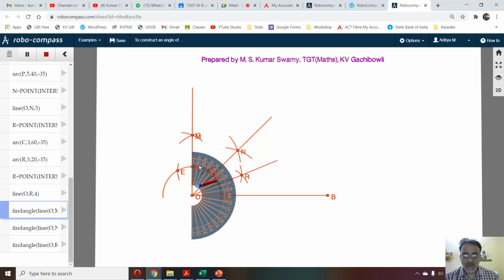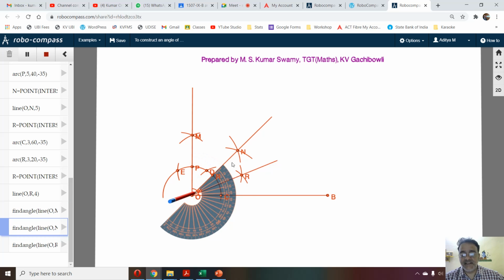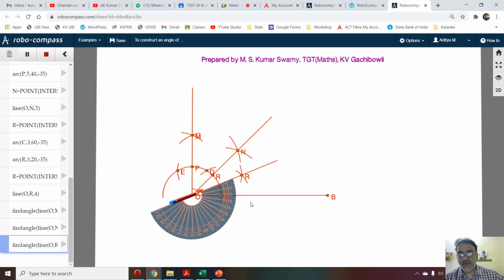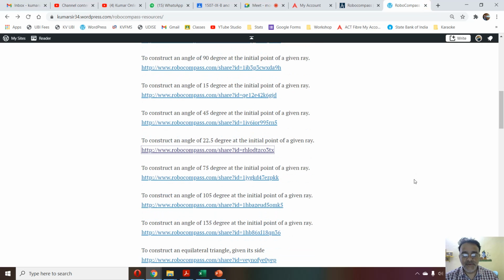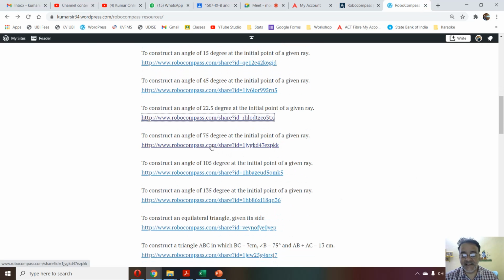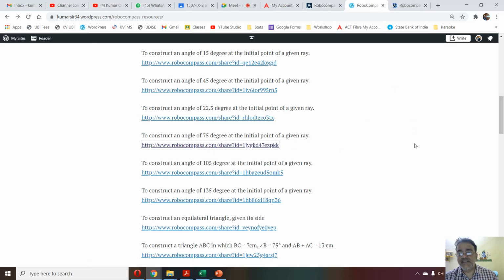Okay, now we will check all the angles. 90 degrees, next half of 90 is 45 degrees, next half of 45 degrees is 22.5. This is showing approximately 23, but 22.5 is there, right? So now we'll move towards the next, 75 degrees. How to draw 75 degrees?